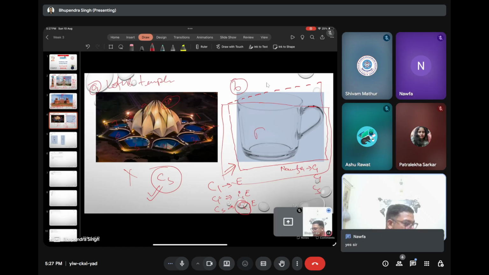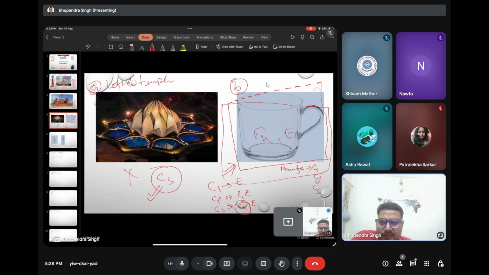Sigma s is present here. And E is always there. Other than that, there is no axis of symmetry present. So if no axis of symmetry is present and sigma s is present, the point group is Cs. So you two guys are wrong. Patlika was right.